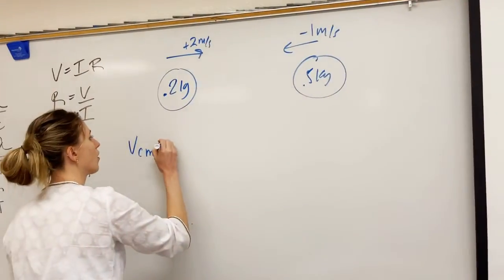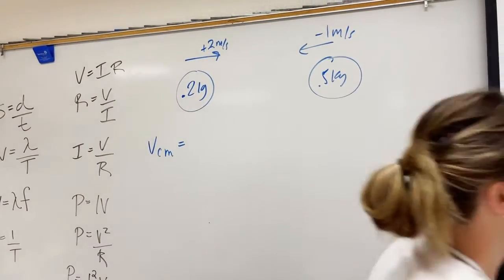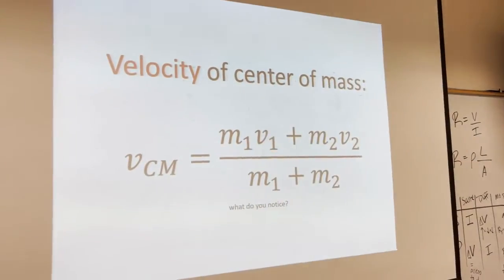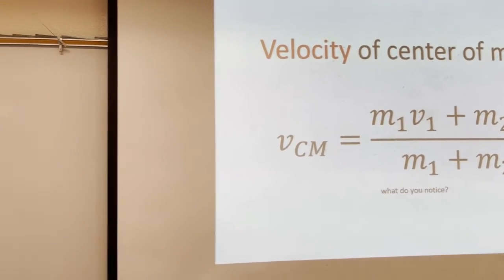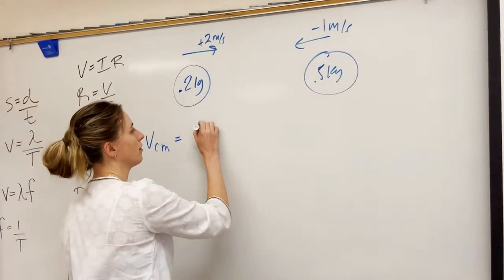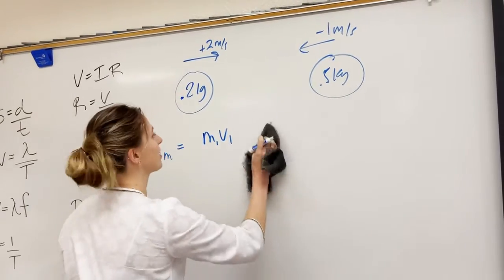There's our equation for the velocity of the center of mass. Let's do that. I'm going to write this here first, otherwise you're going to run out of room. Yeah, you're right, because I have to do the other stuff too.